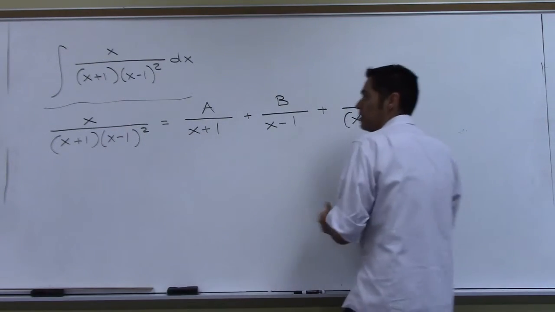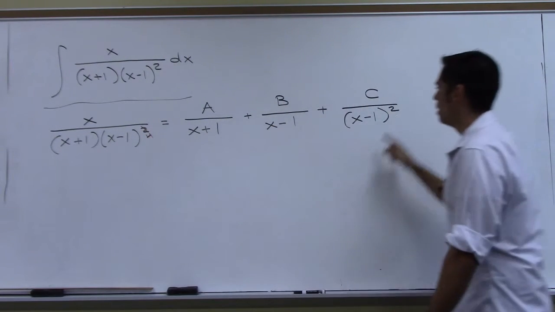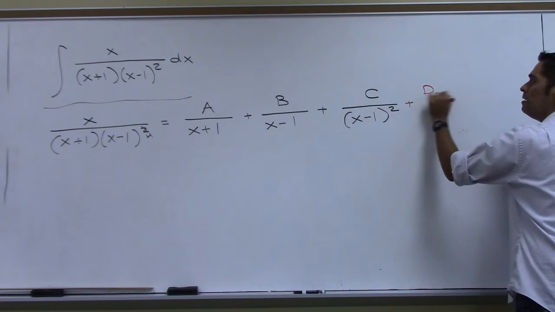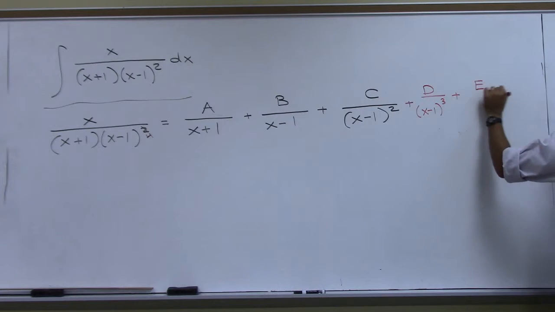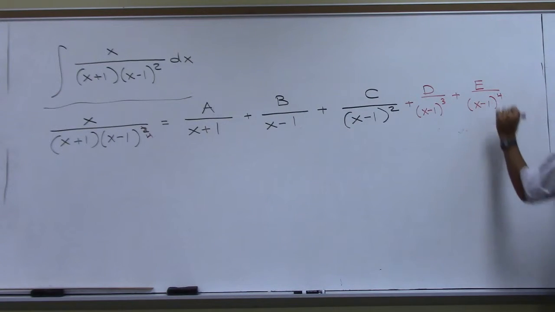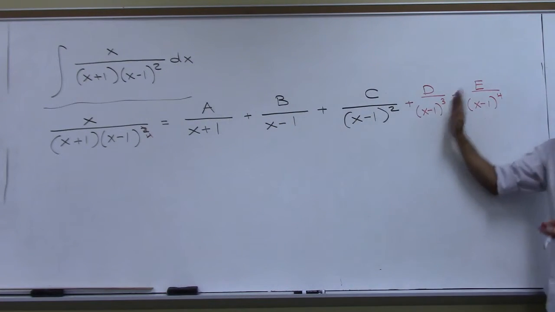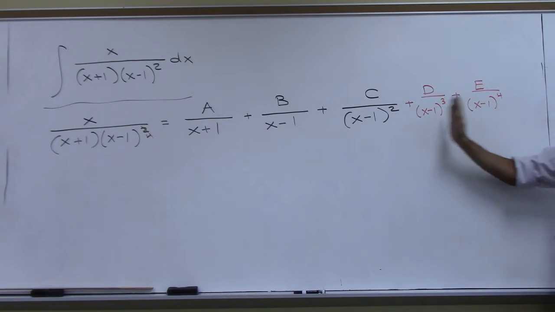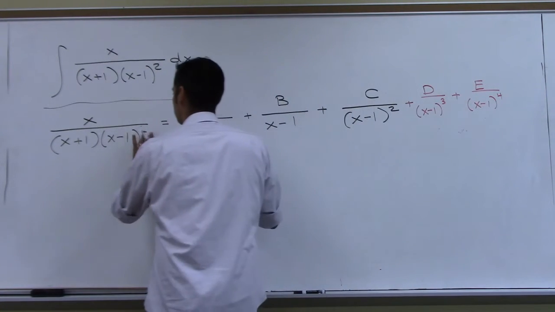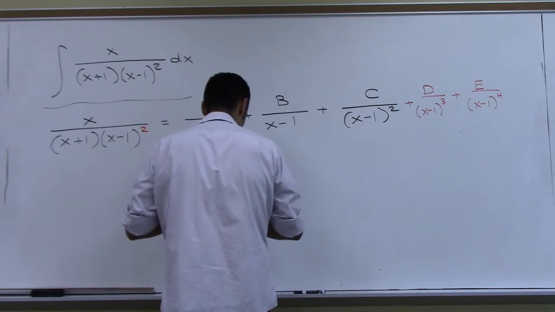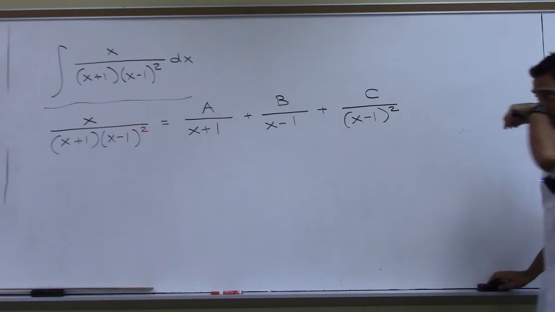Or even better, what if this was to the fourth power instead of squared? I would have to do another one and another one, this time to the fourth power. So notice how the power starts off, it's x minus 1 to the first, then to the second, then to the third, then to the fourth. Each one of those you would need in the problem. But because it's only squared, I only need it to appear twice. Everyone understand?